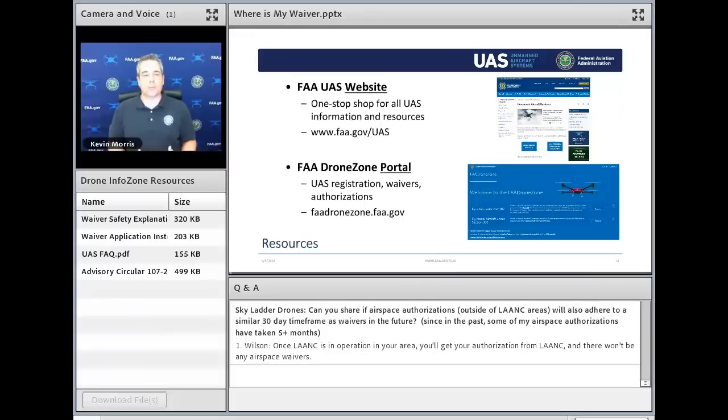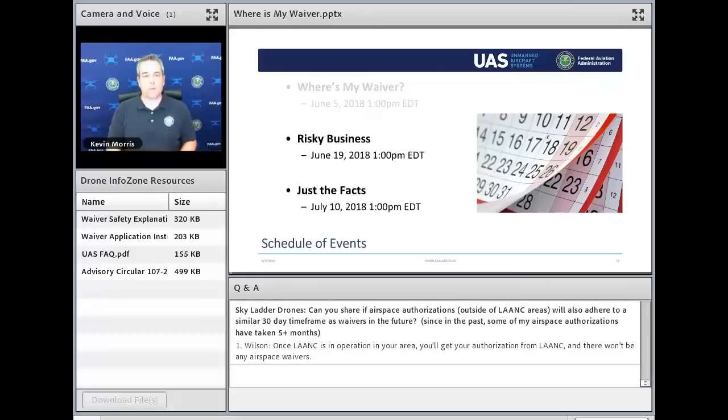And our Drone Zone portal is, again, where you're going to do your registration of your UAS, where you apply for your waiver or airspace authorization if LAANC is not effective in your area yet. And that web address is faadronezone.faa.gov. But both of those websites on the screen now are excellent tools to help you out with your waiver application process.